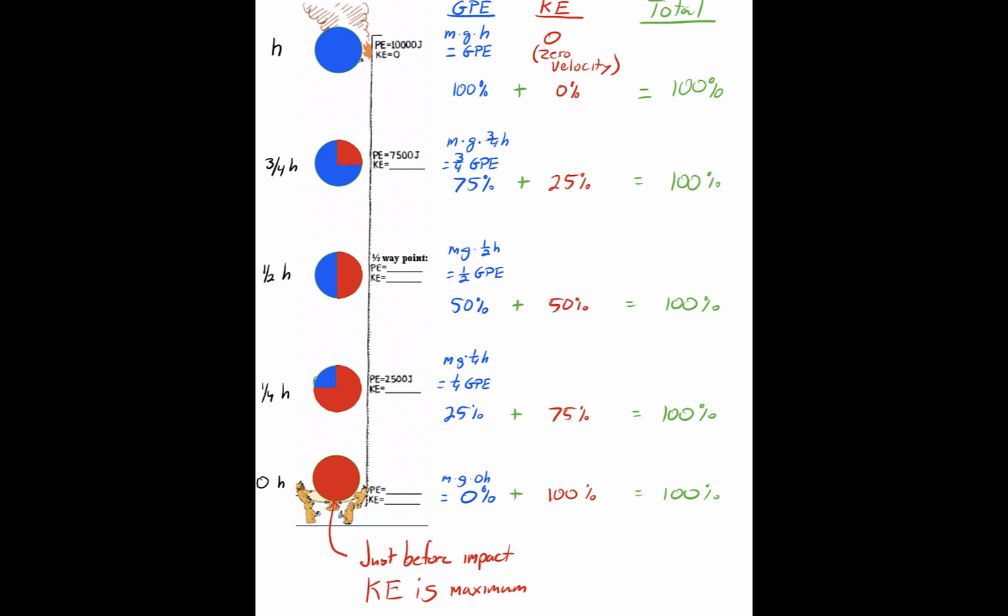At the very bottom of the building, at the moment just before impact, height is 0, therefore gravitational potential energy is 0, and that means that all of that initial gravitational potential energy was transformed into kinetic energy. So at the very bottom, just before impact, kinetic energy is 100% of the jumper's total energy.